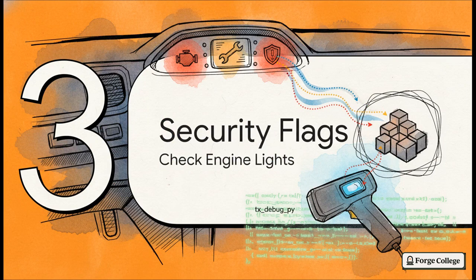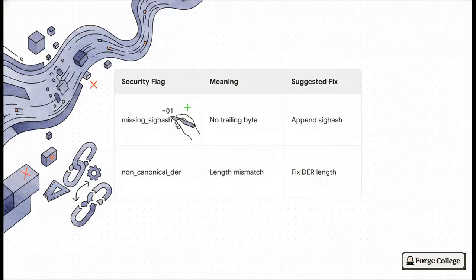Moving on to Section 3, spotting critical security flags. Basically, looking for the check engine lights. So, when you fire up your scanner, it might throw a few security flags. Treat these exactly like the check engine light on your car's dashboard. You wouldn't ignore a blinking red light while driving down the highway, right? So don't ignore these before broadcasting.